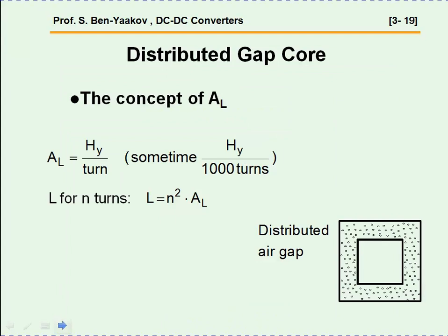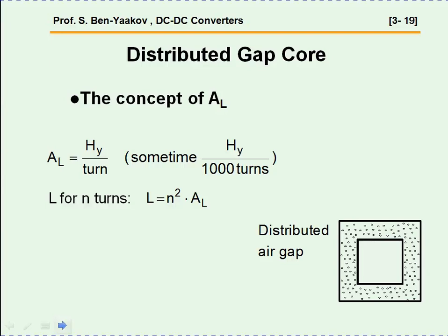Now, let me start with the distributed gap core. As I said, it has many advantages. Material is a little bit different than ferrite. In fact, somewhat inferior to the ferrite in general, but as I've said, it has the major advantage of not having a gap, which is radiating, and the problem of current crowding, etc.